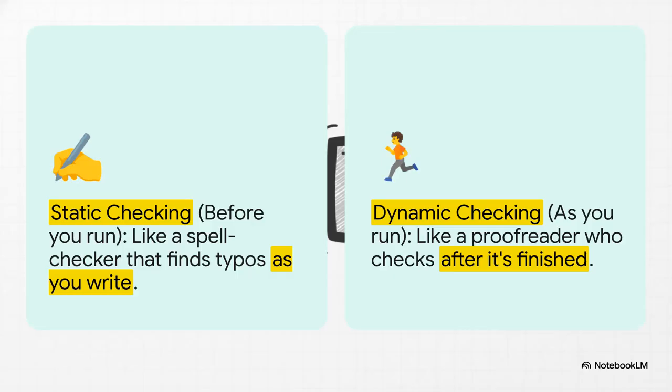Now, this little check can happen at two different times. With static checking, it's like having a spell checker in your word processor. It flags typos as you're writing, before you even try to run the code. Then there's dynamic checking, which is more like a proofreader who only looks at your document after it's all finished, catching errors while the program is actually running. Each way has its own pros and cons, and it's a really big design choice for any programming language.